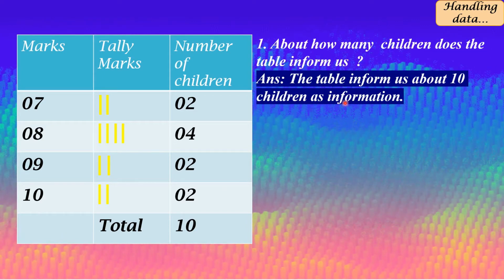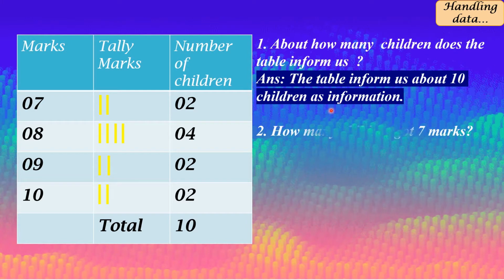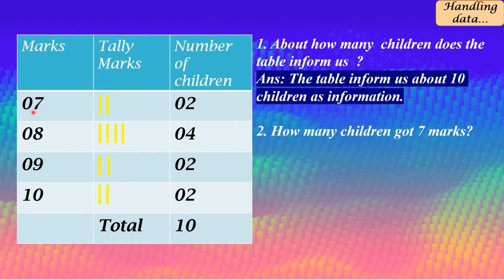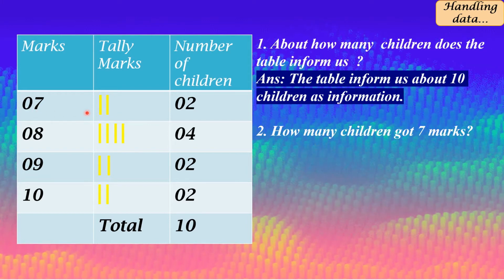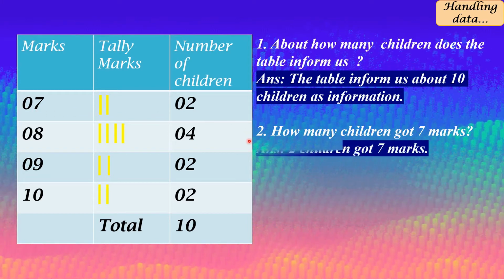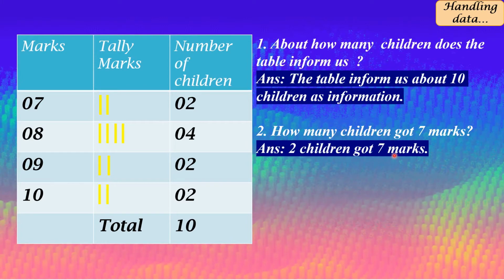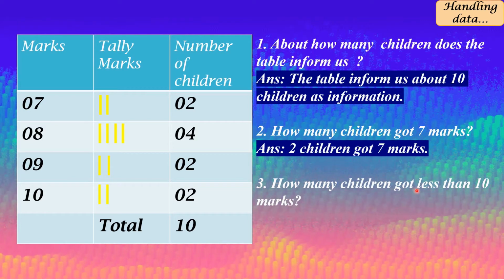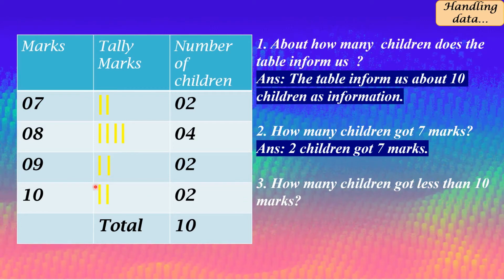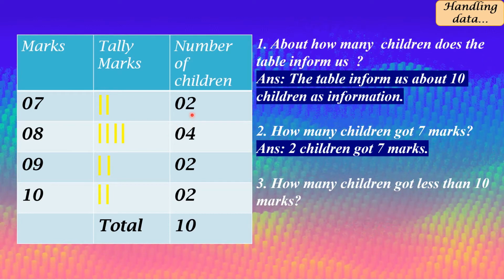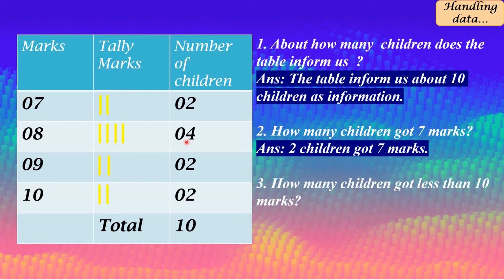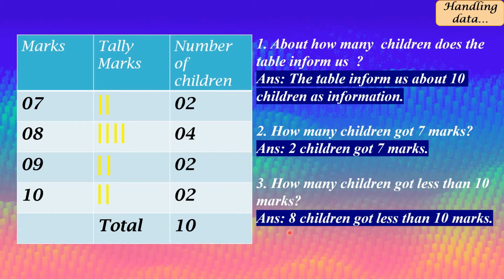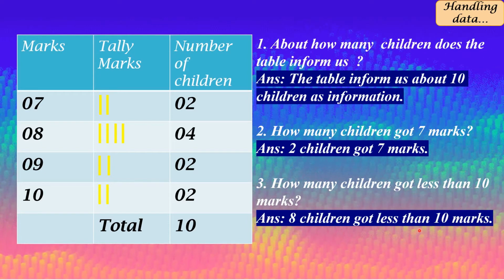Okay students. Now the next question here. How many children got 7 marks? See students here. Yes, you can see here only 2 children got 7 marks. Okay. 2 children got 7 marks. Next question. How many children got less than 10 marks? So what will we do? We will count that. 2 plus 4, 6. 6 plus 2, 8. Yes. So 8 children got less than 10 marks.